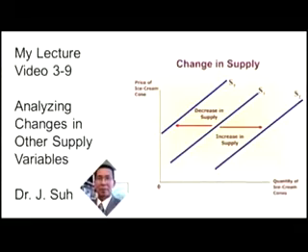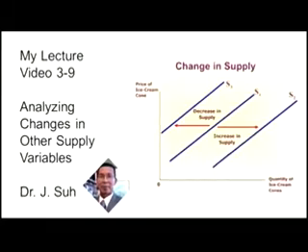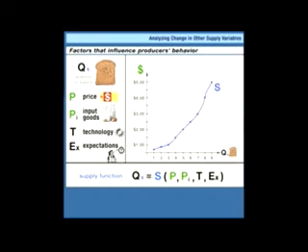In this lesson, we will show how the determinants of supply show up in the supply curve diagram. Let's start with a list of the factors that influence the amount of bread that the baker will offer for sale. They include expectations about future prices, technology, the price of inputs, and finally the price of bread itself. Let's start here with the price of bread. How does a change in the price of bread show up in this diagram?